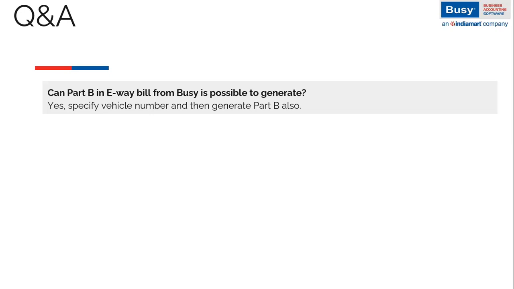Is it possible to generate part B in e-way bill from Busy? I said yes. As I've told, for part B, you have to provide your vehicle number. Vehicle number is mandatory. If you go for e-way bill generation and have no vehicle number, then in such a scenario, e-way bill number can get generated. Part A will also get generated because you have transporter ID with you. But if you don't have the vehicle number with you, then in such a scenario, part B printout can't be generated.